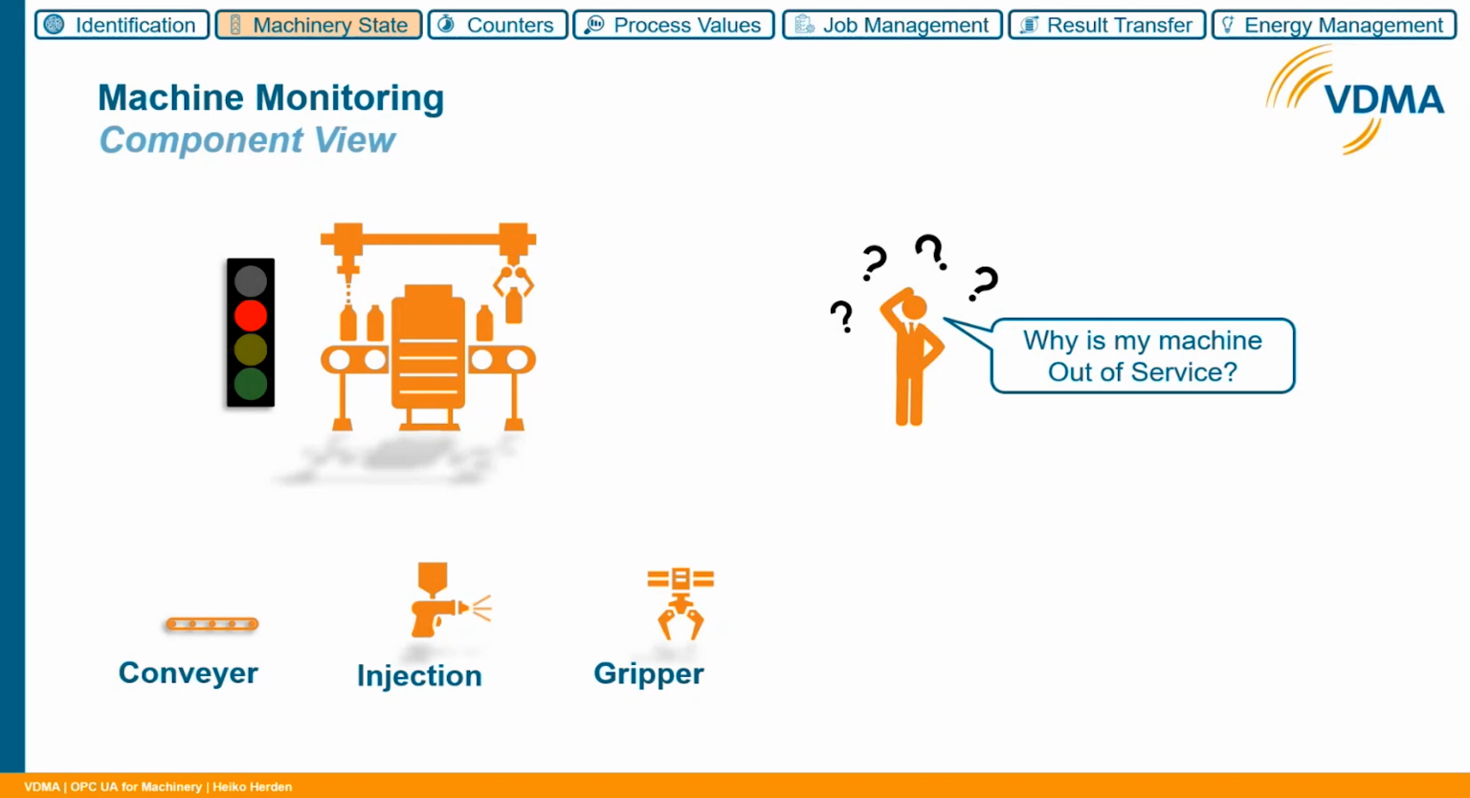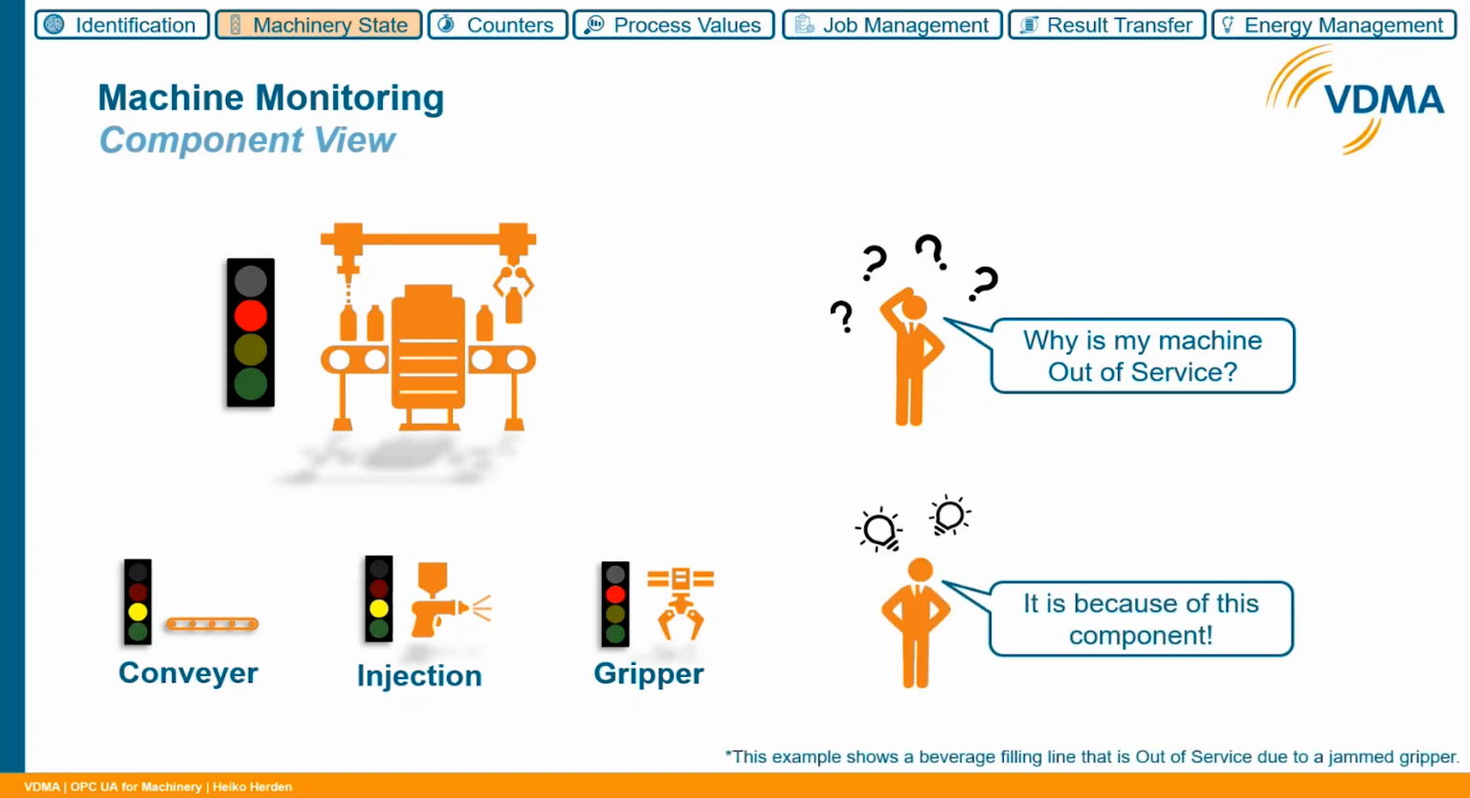And what I could do now is browse into the different components of this machine, into the conveyor, the injection, and the gripper, and see how the machinery item state is for these components. And then I will see that the conveyor is not executing, the injections are not executing, so both are functional, but the gripper is also out of service. The gripper has the issue here. And this might be because it's jammed, for example, but I know what to address to solve the issue overall. So this is just another example of how helpful these machinery item states can be.